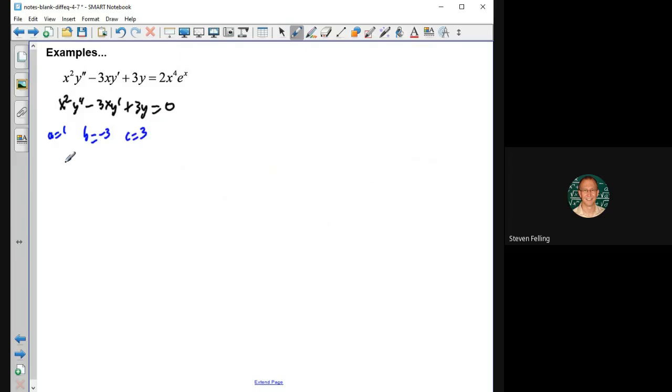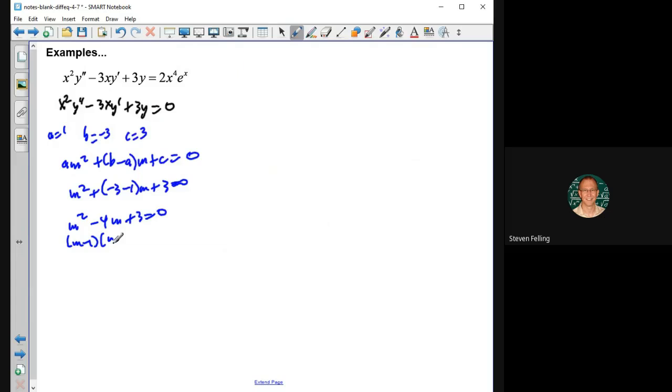So here's my memorized form, am squared plus (b minus a)m plus c equals 0. And so that means I have m squared plus (-3 minus 1)m plus 3 equals 0, or m squared minus 4m plus 3 equals 0, which is going to factor into (m minus 1) times (m minus 3). So again, I have two distinct real roots. So that means my complementary solution now, or my characteristic solution with the 0 here, is going to be a constant times x to the first power plus a constant times x to the third power, okay?